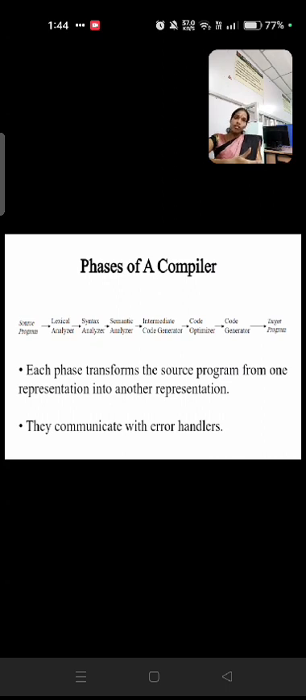And there are different parts of the compiler. That is called six phases of the compiler. Six phases of the compiler can be divided into two parts. These two parts are called the analysis phase and synthesis phase.